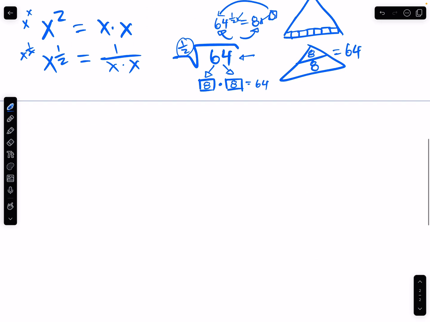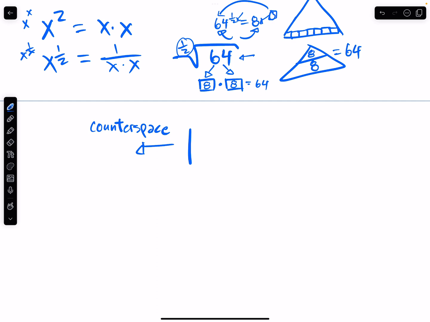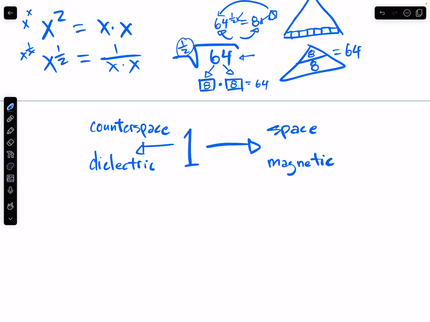I love this idea of polarization too, how it's like the ether polarized, and the ether is 1 undisturbed, and then it goes into counter space or the dielectric. And then this one goes into space or the magnetic. And this is just like Eric Dollard was talking about. These are two poles, and we have positive infinity and negative infinity. It's so cool. I feel like there's one more thing I wanted to get at.